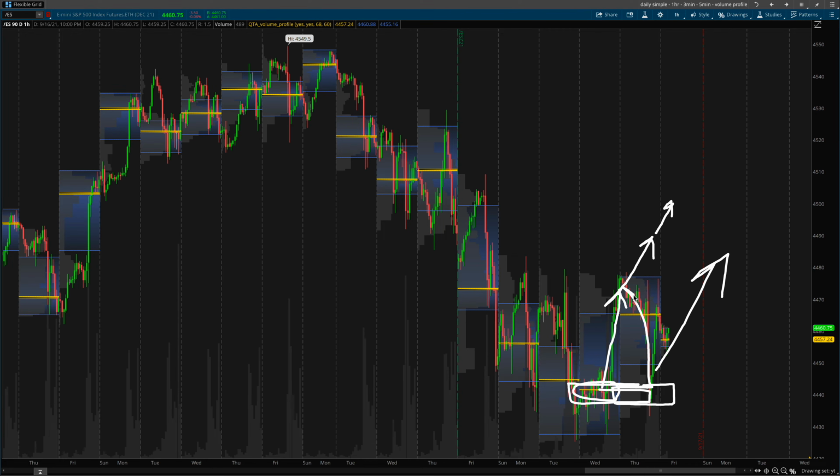But whenever we get a pullback to the previous day's point of control or any previous virgin point of control, it becomes confirmation that there are real buyers in the market and they're going to try and defend this level as they push price higher. So if we look back to this day, this is not a virgin point of control because the following day price did touch this level.